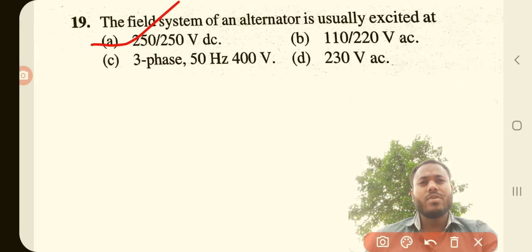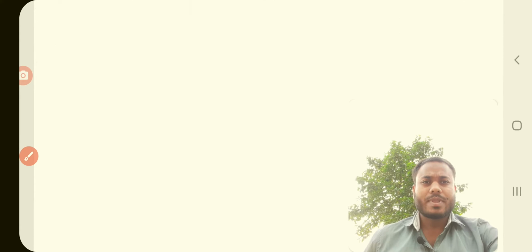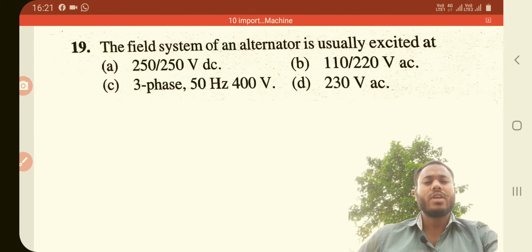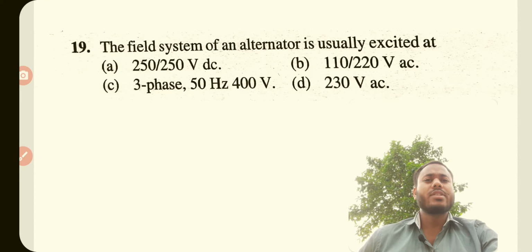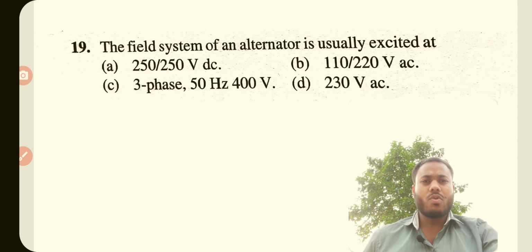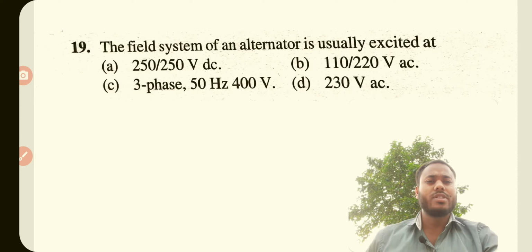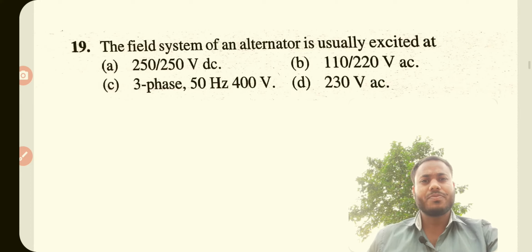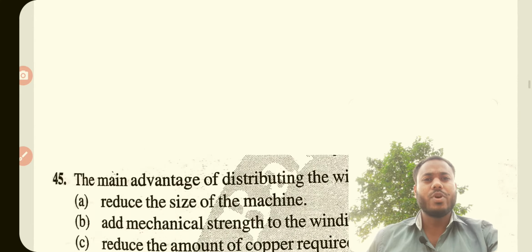Maybe the voltage level goes up or down, but in the exciter or rotor part of the alternator, DC is always used. I want to clarify one thing here: this question may be framed in various ways. Maybe it is asked like, is the alternator excited by AC or DC, then the answer is also DC. So I hope you understand that.